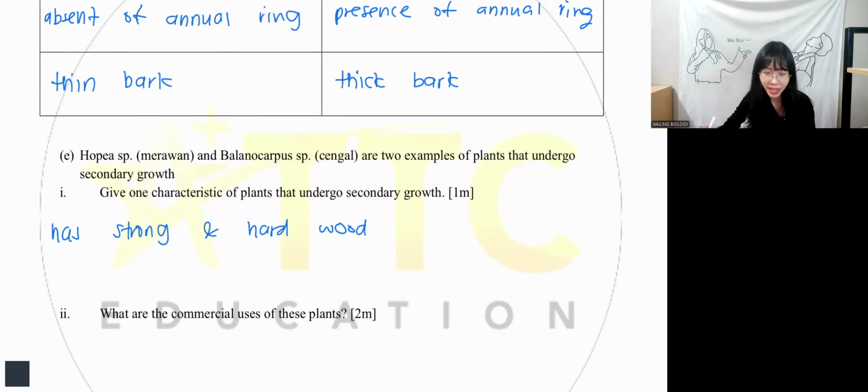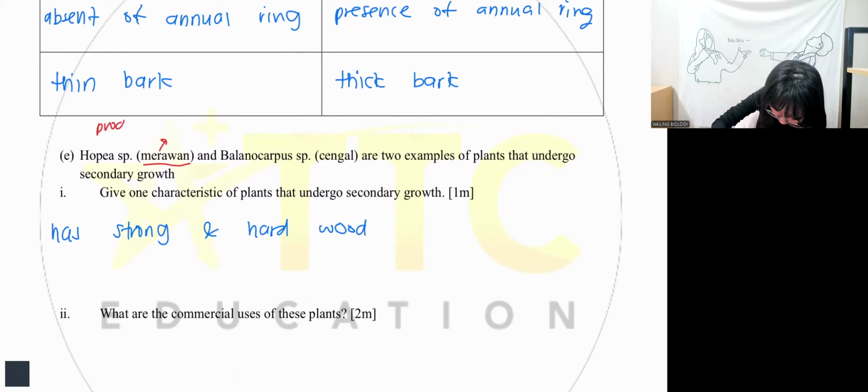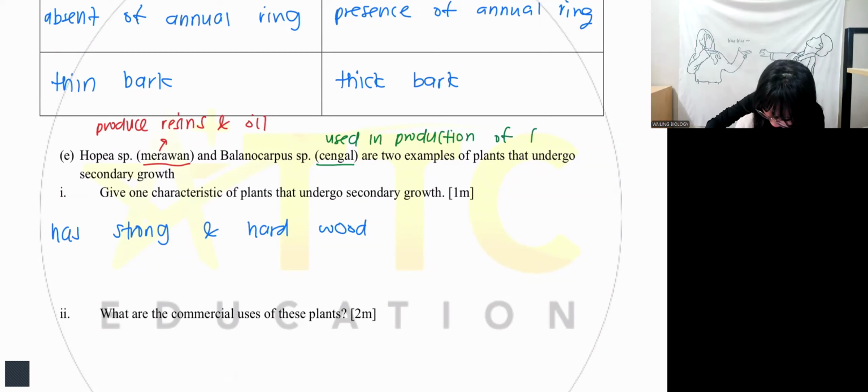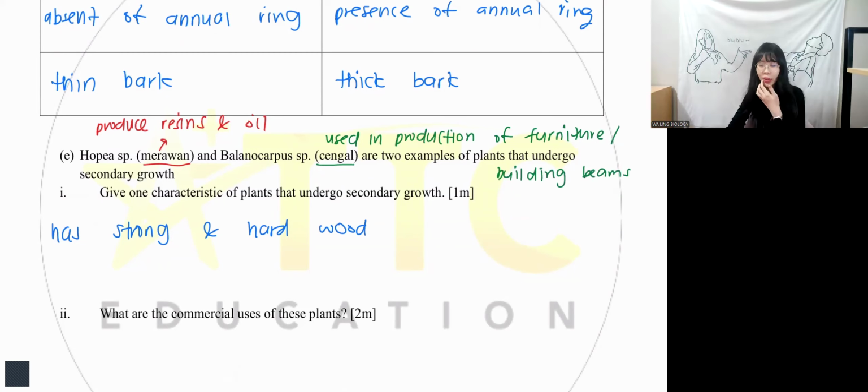What are the commercial uses of this plant? Okay, we're going to write according to Merawan and Chengal. Merawan is used to produce, I write it on top here, resin and oil. You have to write it in sentence. Then Chengal is usually very hardwood. Chengal is used in production of furniture or building beams. Either one, furniture or building beams. In exam, please write in sentence. Done?